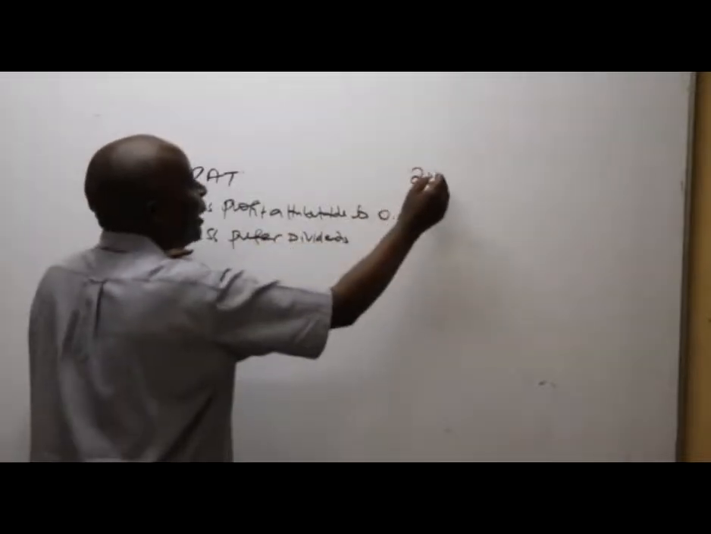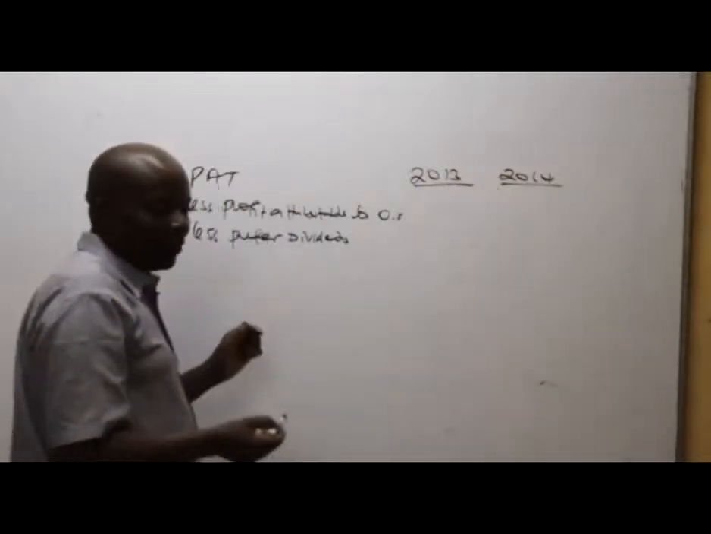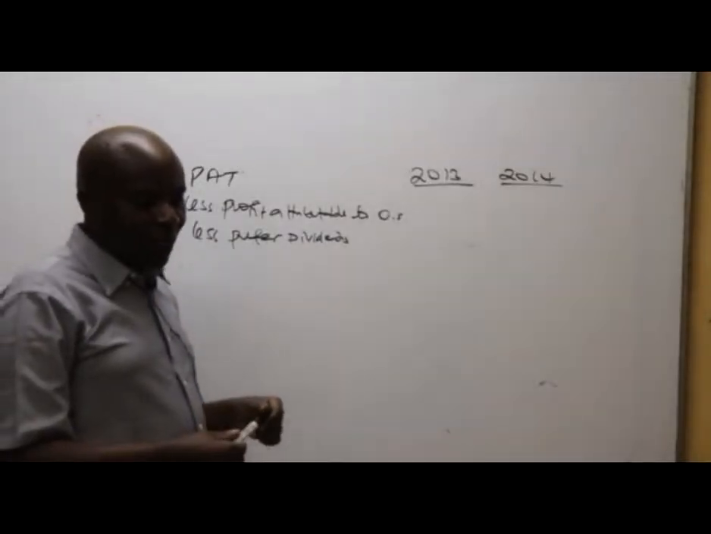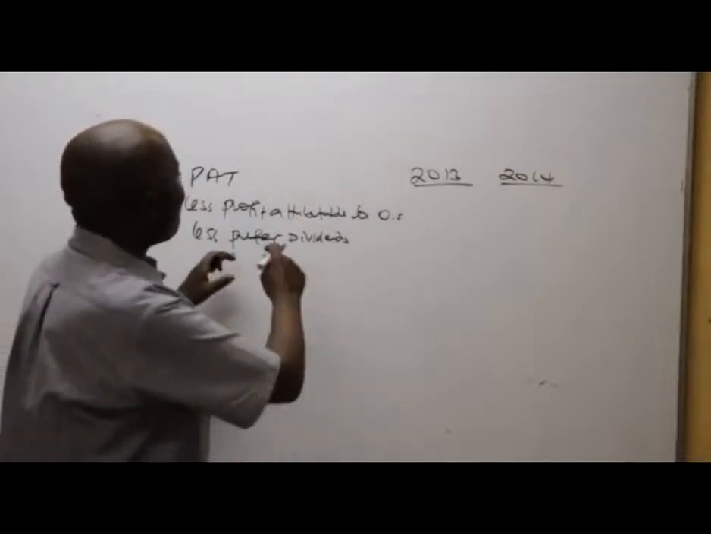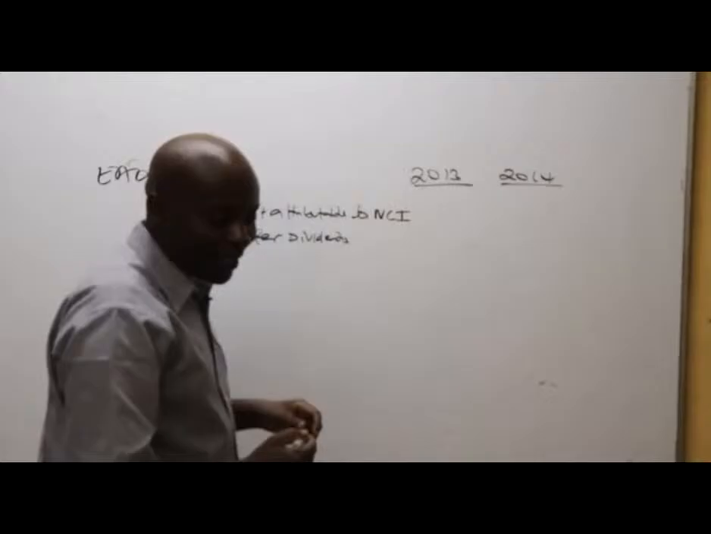We have two years, 2013 and 2014, any low-hanging fruits? How could they give us this kind of an easy question, really? One that does not require much thinking. Profit attributable to NCI, sorry. Profit attributable to NCI.